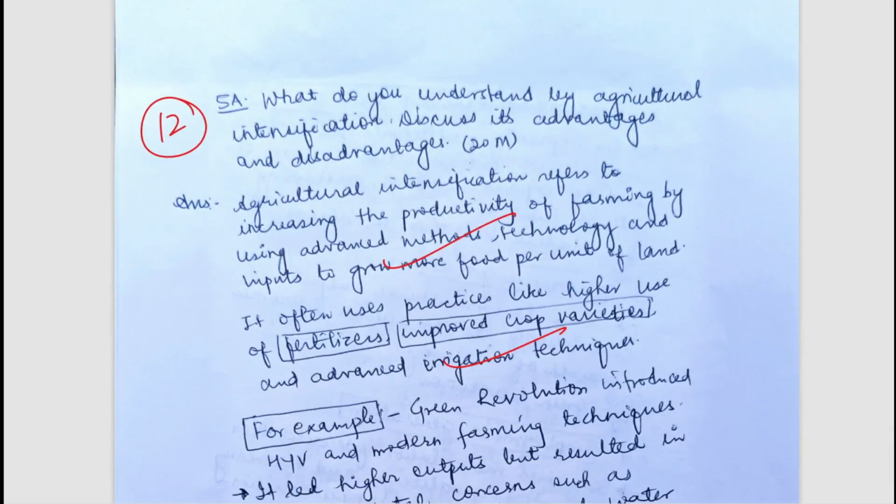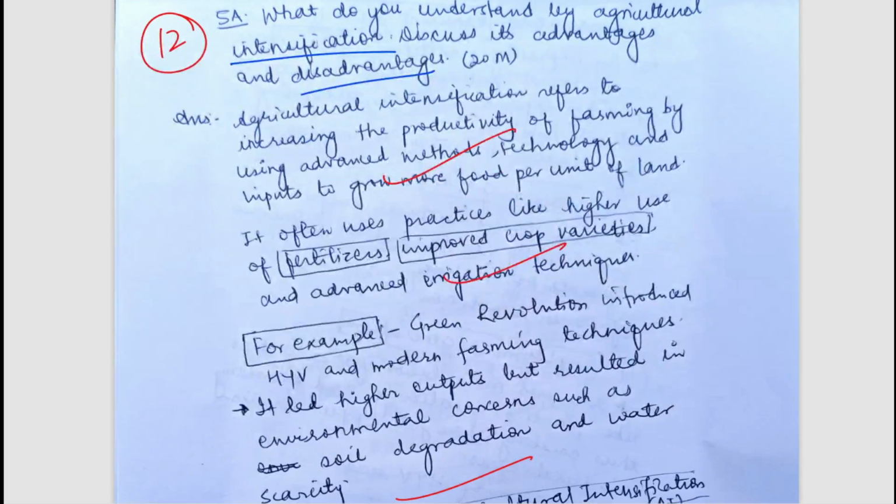The question is: what do you understand by agricultural intensification? Discuss its advantages and disadvantages. Agricultural intensification is to intensify our productivity. How can we increase our productivity? By using technology, quality inputs, fertilizers, improved crop varieties. That is what agricultural intensification is.